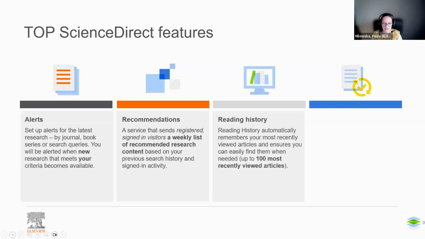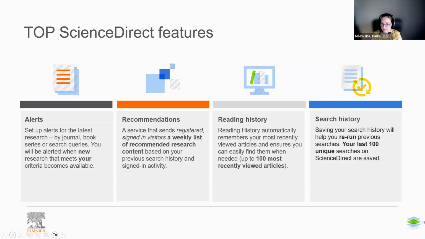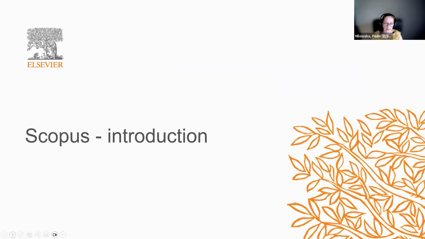We also have reading history and search history. These two features are there to just record everything you are reading or searching for, up to the last 100 unique articles or unique searches on ScienceDirect. This is automatically saved for you. Okay, so that was the full text database, ScienceDirect, 2,700 journals, ebooks, and so on.